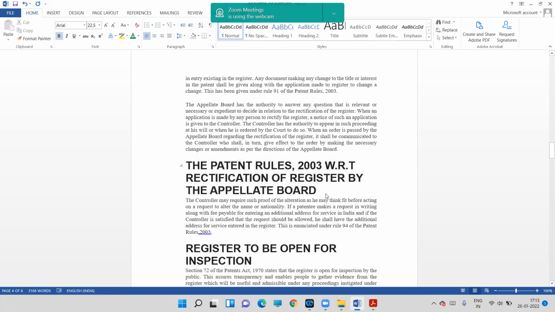So can anybody tell me the difference between appellate board and appellate tribunal? I think the appellate board has been dissolved. After that, the appellate tribunal has come into existence, and whatever appeal matters are there, we are now taking appeals to the appellate tribunal.